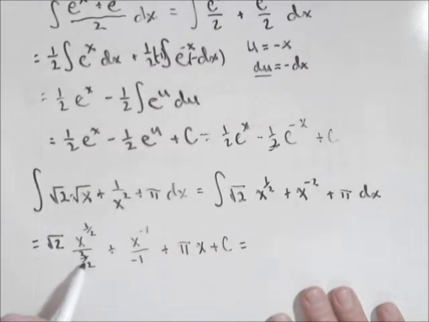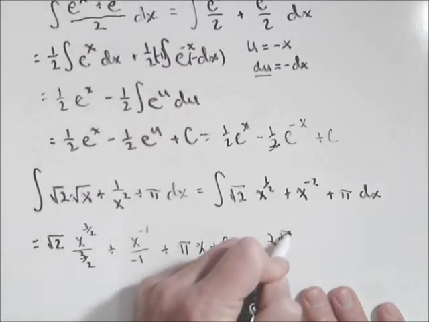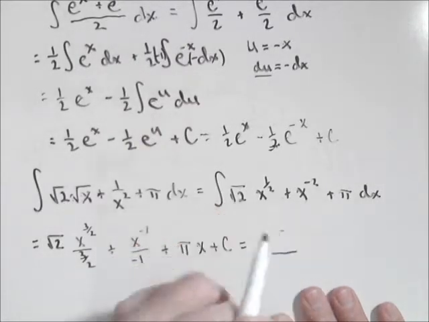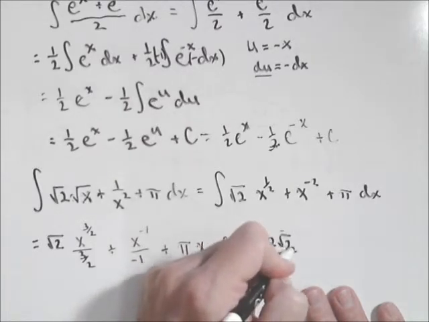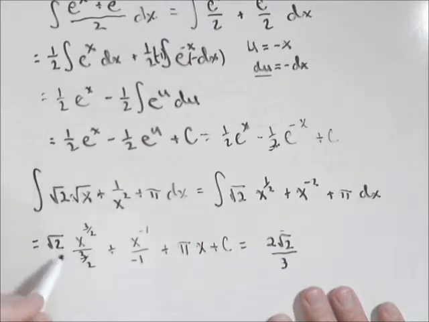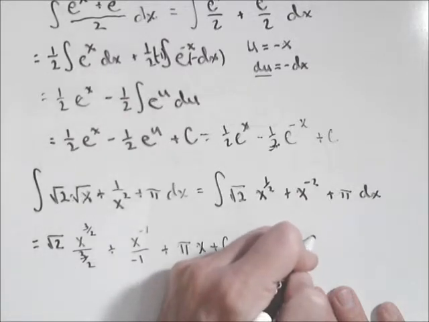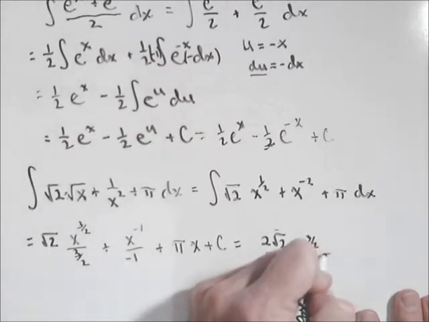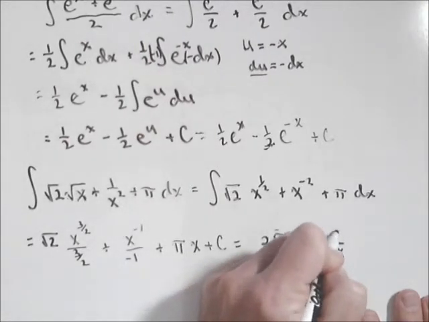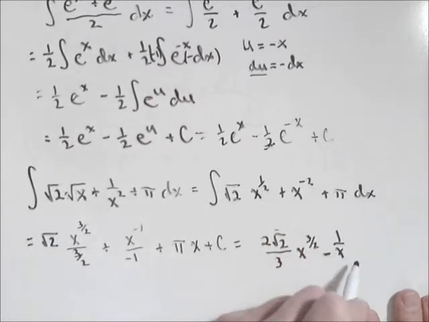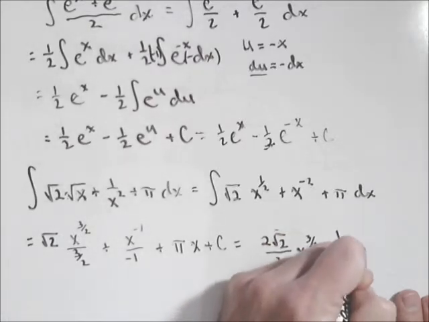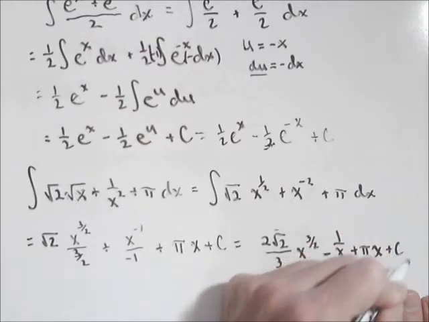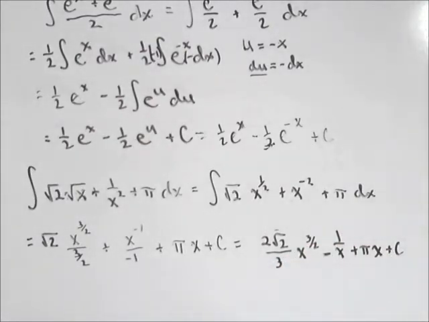One step of simplification. We're going to flip this guy and multiply. So we'll have 2 square root of 2 over 3 from flipping and multiplying, x to the 3/2. This will just change the sign. So minus x to the -1, or if you want to write it as 1 over x, that's fine. That's the same as x to the -1 plus pi x plus c. There's our antiderivative. Did not need to use u substitution because we could simplify first.